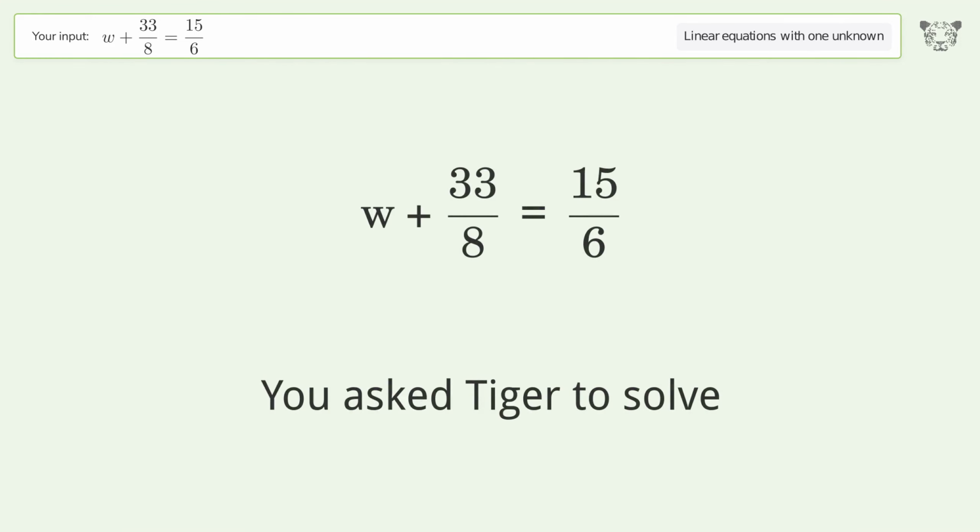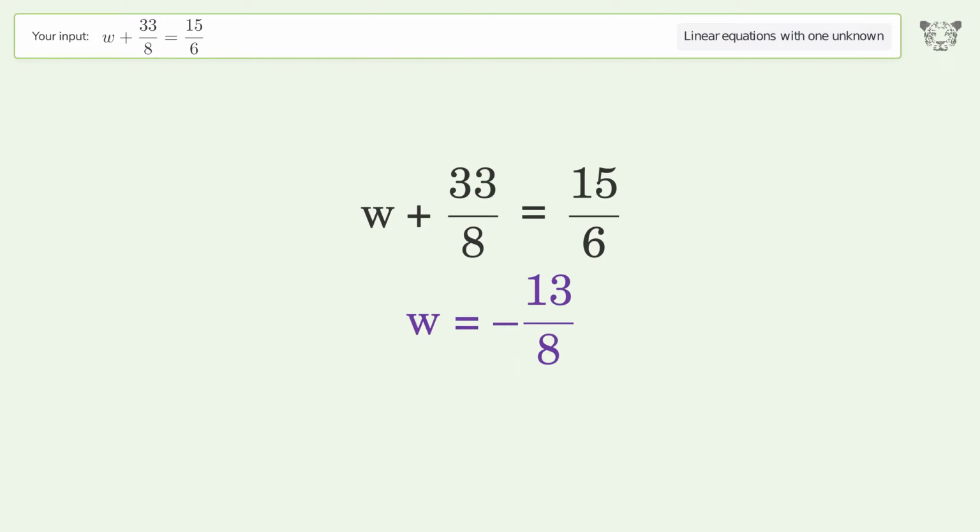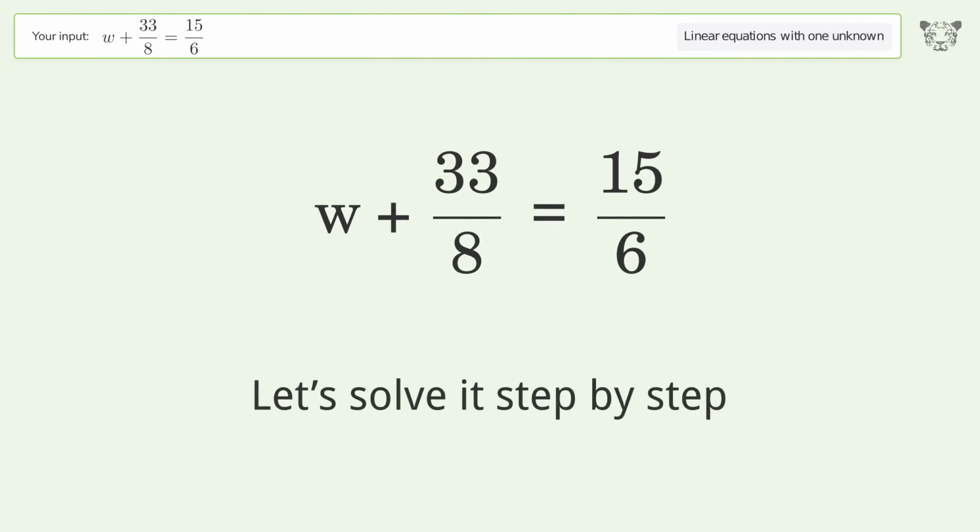You ask Tiger to solve. This deals with linear equations with one unknown. The final result is w equals -13/8. Let's solve it step by step.